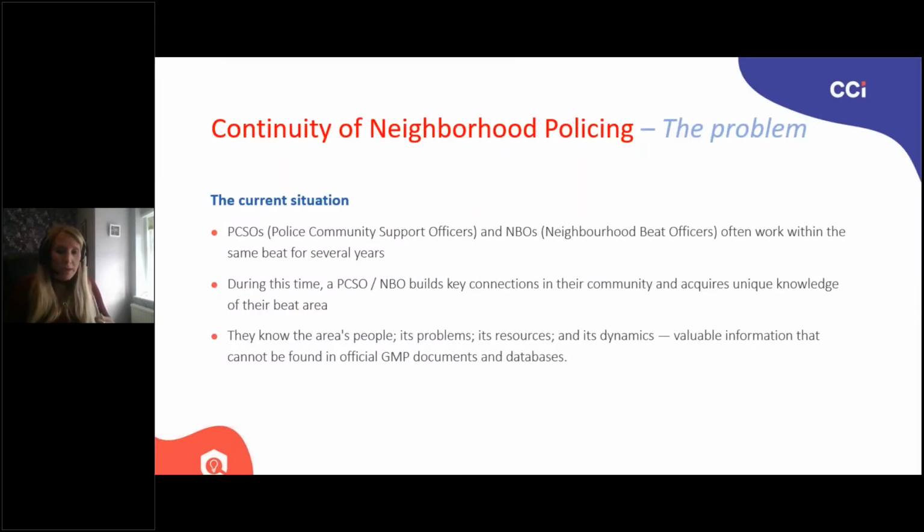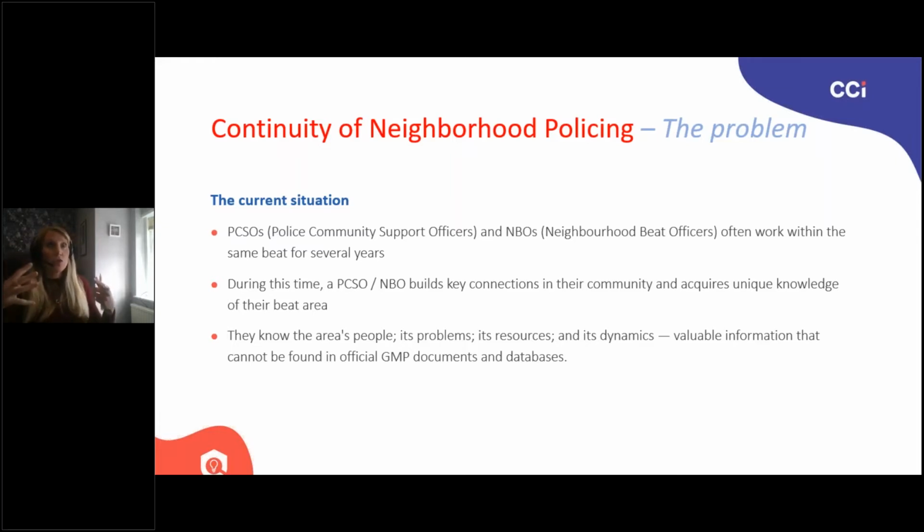So what was the problem that we identified? As Megan said, PCSOs and also NBOs, who are the basic community police officers, have to build relationships with the local community, and they often spend several years working within the same beat. A beat is a smaller part of a neighborhood, and during this time they acquire unique knowledge and understanding of their local area, its resources, its problems, the dynamics between groups, and they also build key connections and trust with people living in the local area.